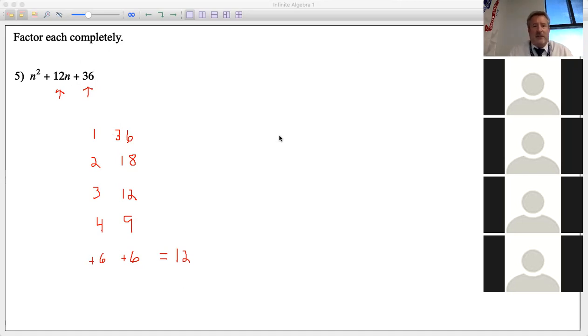Okay, so how do I write the final answer? The final answer always starts with parentheses. It starts with the variable. The variable here is n. And then I simply write these two numbers right here. So this turns into n plus 6 and n plus 6. So that wasn't too bad.